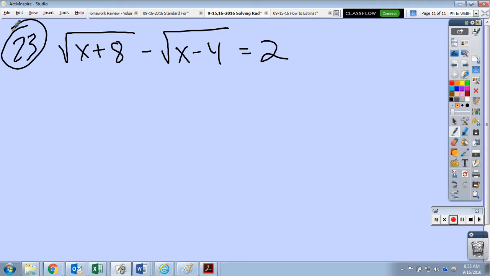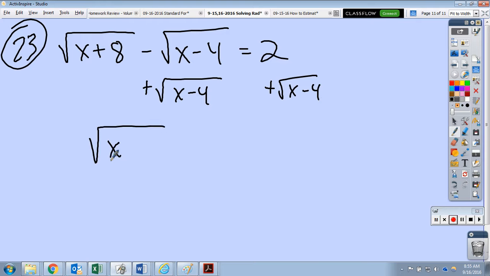Isolate one of the radicals, exactly. Thank you. So let's go ahead and do that. If we isolate one of the radicals, let me add this guy. Then I have the square root of x plus 8 equals 2 plus the square root of x minus 4. The reason you don't want to square it as it is written right now is that you're going to have this really nasty middle term, minus 2 root x plus 8 root x minus 4, and that's what we're trying to avoid.